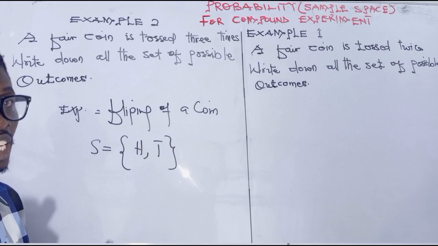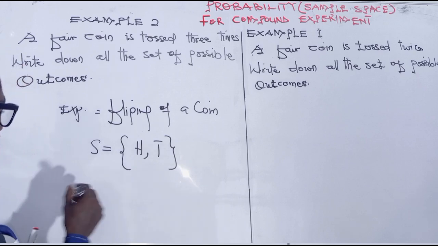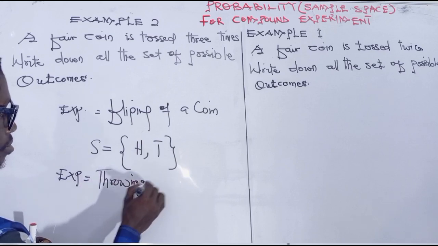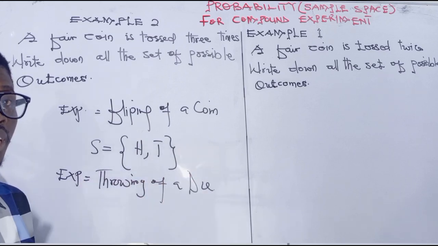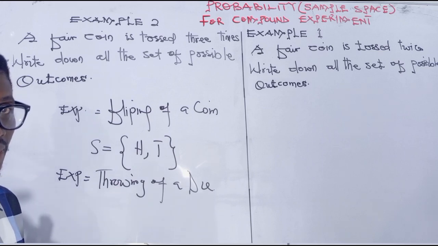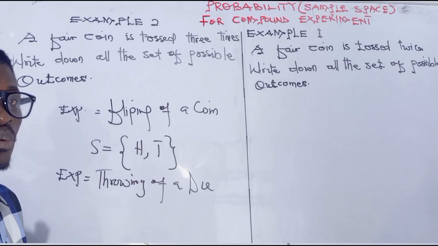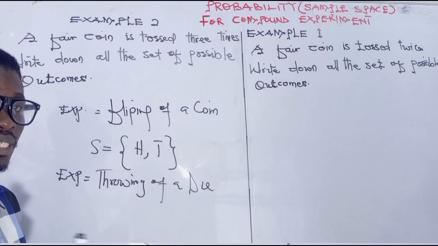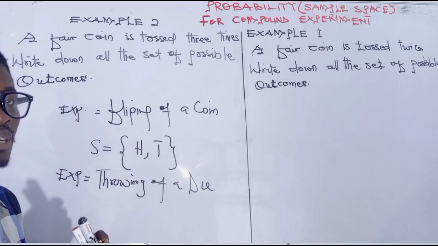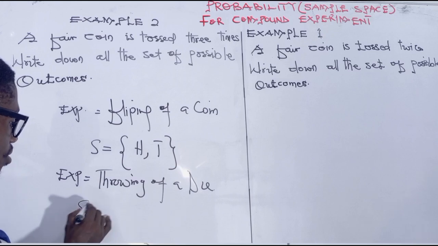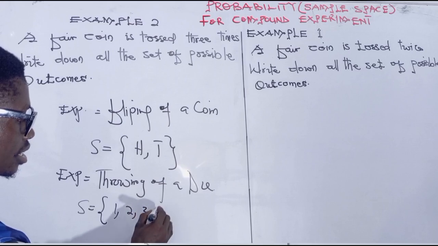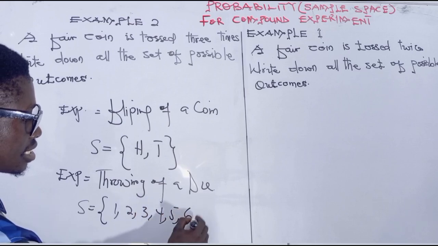Another example of an experiment is throwing a die. Throwing a die also becomes an experiment because the outcome cannot be predicted with certainty. We know that when we throw a die, we are either going to have a face 1, 2, 3, 4, 5, or 6. So all these possible outcomes become the sample space for the throwing of a die.